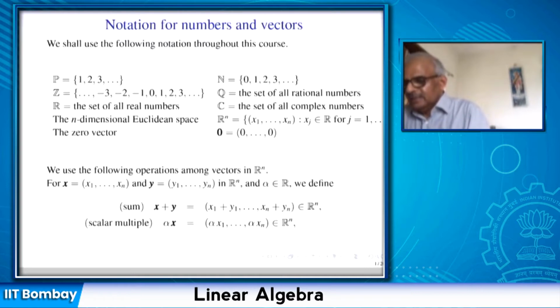It's a real vector. We are familiar with the dot product in the plane and in three-dimensional space. We extend the definition of dot product to Rn. So the dot product of two vectors in Rn is simply the sum x1 y1 plus up to xn yn. So we multiply the corresponding components and add them. And we are familiar with this dot product.